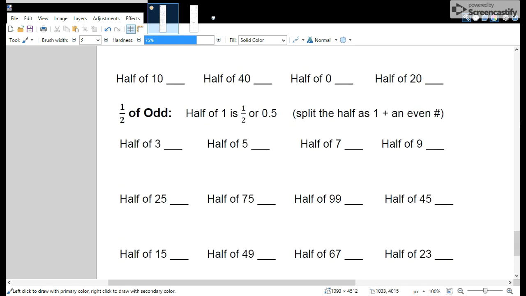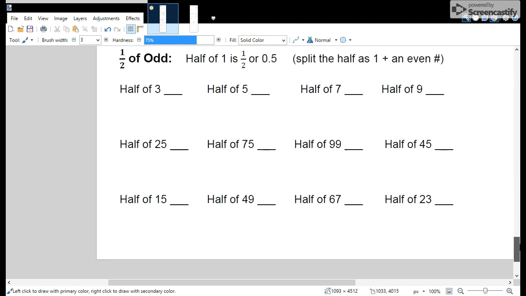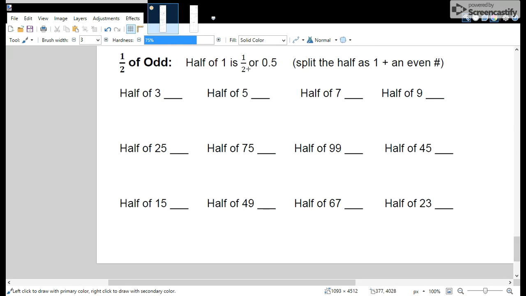Let's do half of odd numbers. Half of 1 is 1/2, also known as 0.5. Here's a way you can do these. Half of 3, you can split it up as half of 1 and half of 2. You split the half as 1 plus 1 less than this number, which will be even. Half of 1 is 1/2. Half of 2 is 1. So half of 3 is 1 and 1/2.